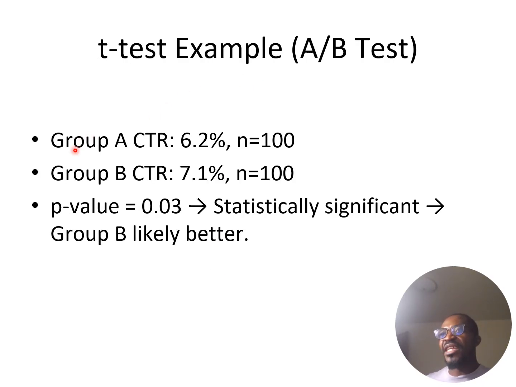So let's say we have an example where we have two groups. Group A, we have two models, where the accuracy of the first one is 6.2%, and the sample is 100. Group 2, same sample, but the accuracy is 7.1%. So if we do this calculation, the p-value here will be equal to 0.03. Here we are comparing the means between these two groups by looking at their accuracies, and this is statistically significant. So we are simply saying that there is a high chance that group B is likely better than group A.